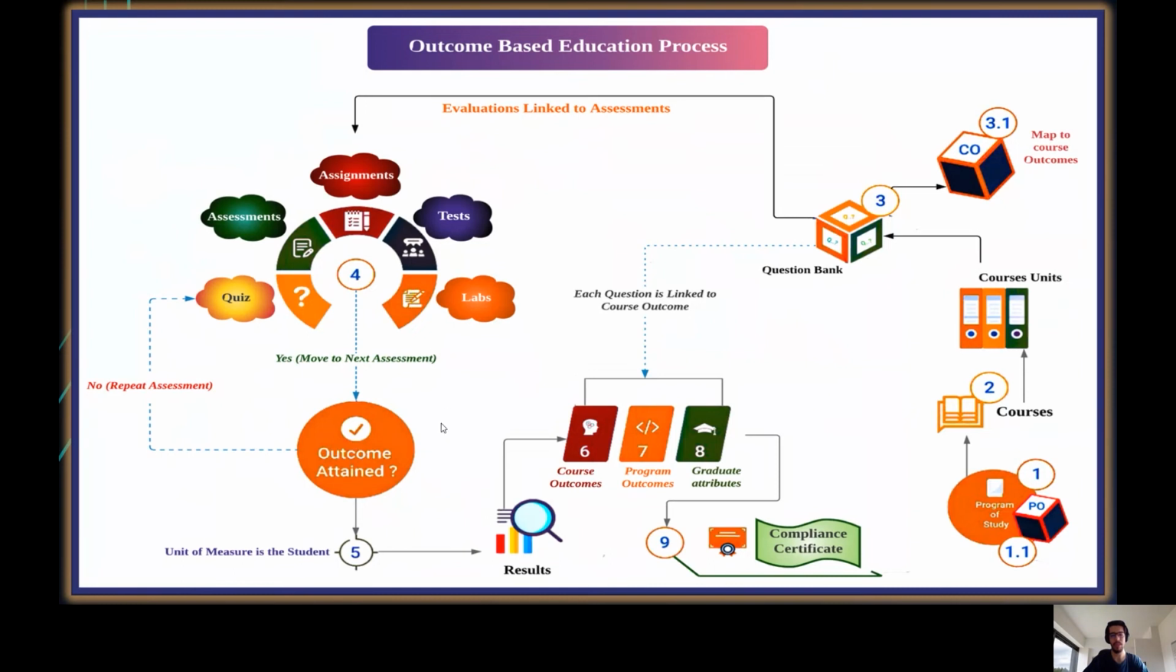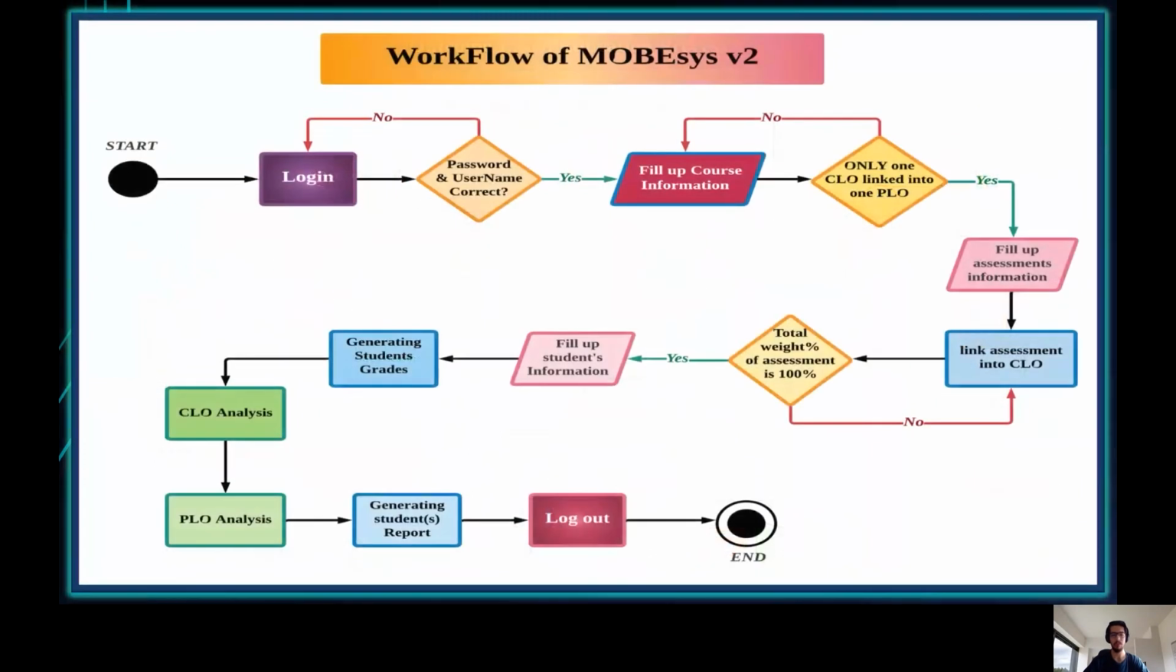After attaining the assessment and the outcome, we will get the results: the percentage of the course outcomes, the program outcomes, and the graduate attributes. What I mean by graduate attributes is the skills and understanding that students achieve in the long term, and can apply after graduation. After all this is done, the student can successfully attain the compliance certificate or the graduation. So this is the OBE process overall.